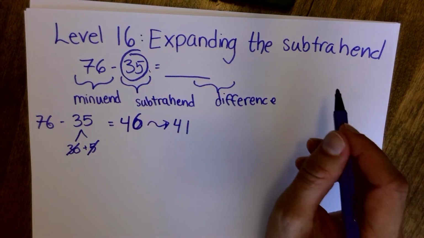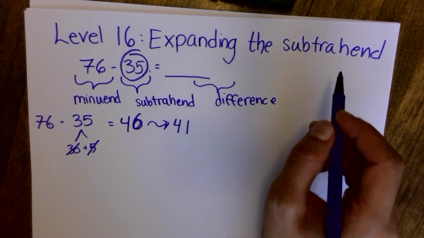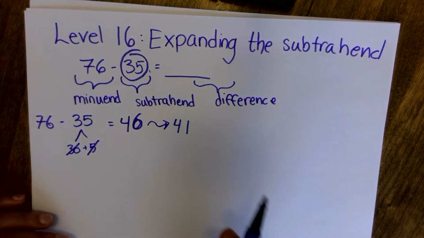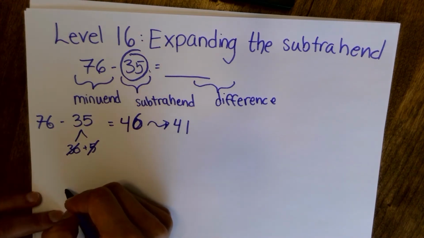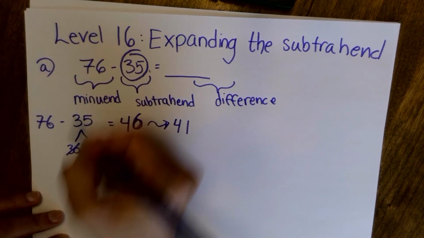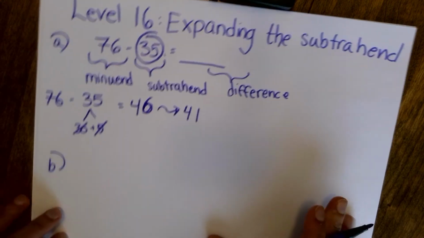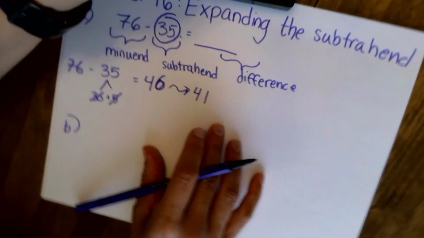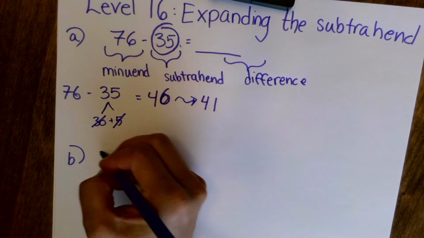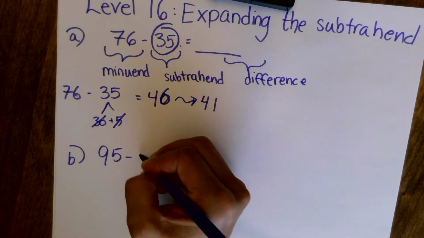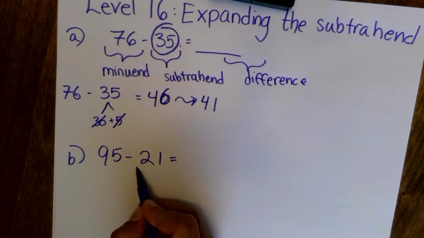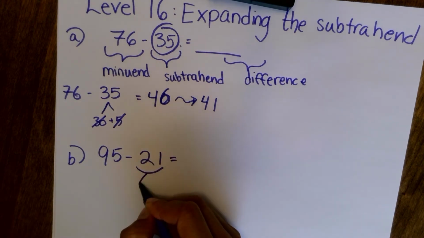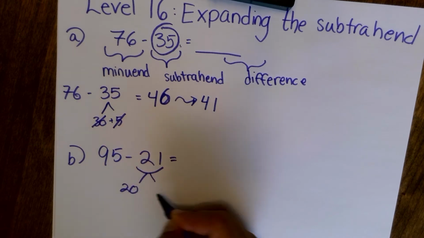So for example, let's try 95 minus 21. So here was our first example. Our second example is here. 95 minus 21. So I'm going to expand the subtrahend, that's the 21. So I can take it and expand it into 20 plus 1.